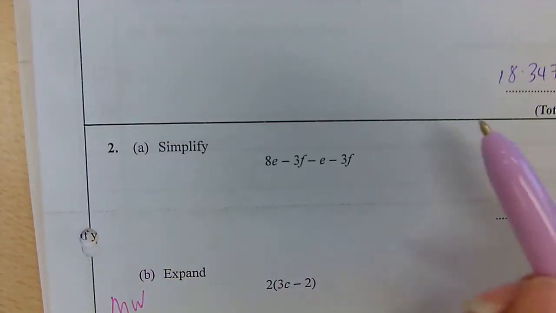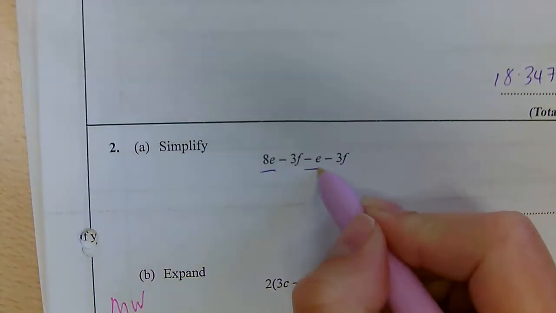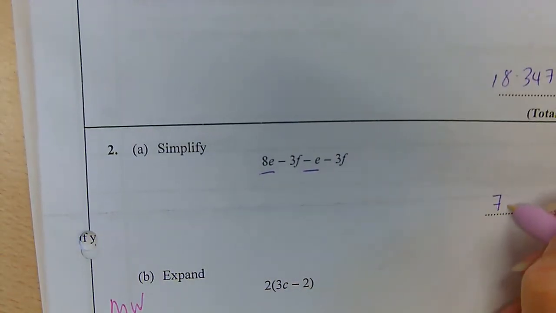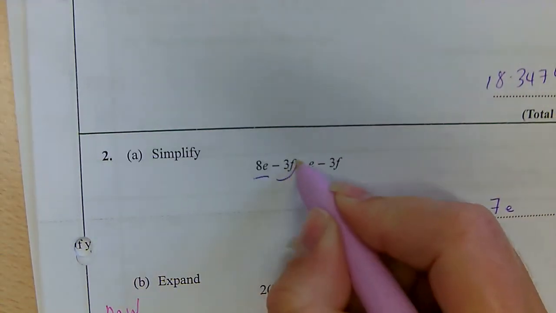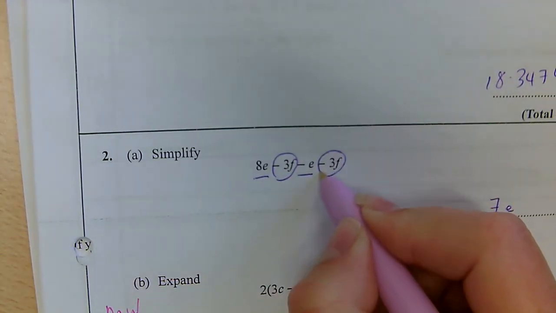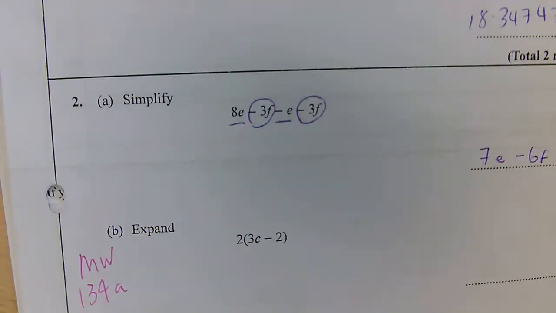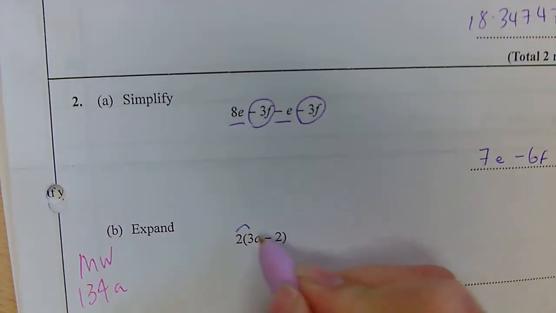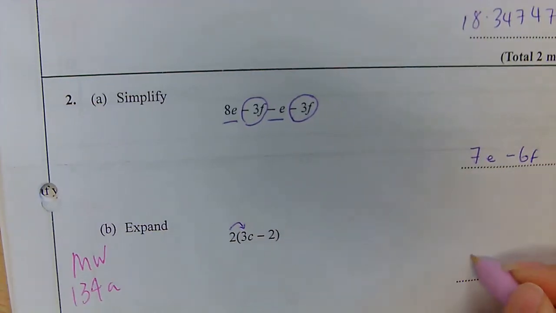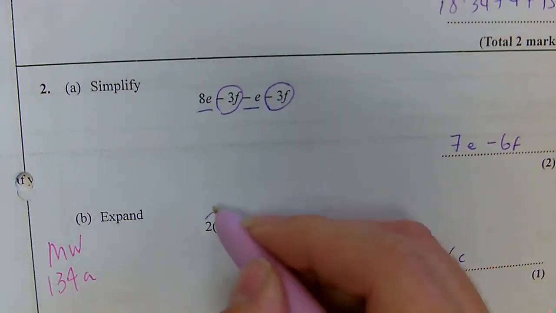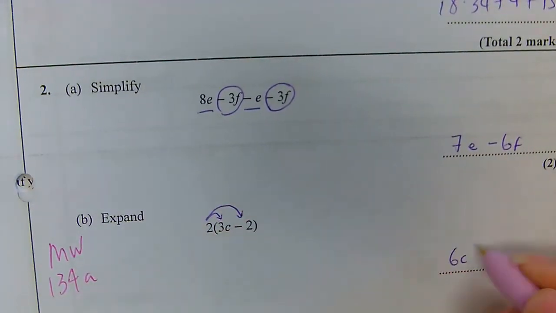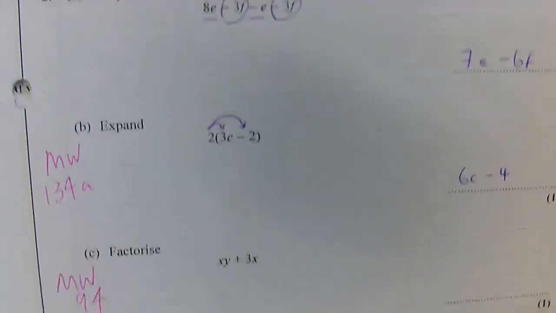Right, simplify, collect like terms. So 8e take away e is going to give us 7e. And then we've got minus 3f, take away another 3f, is going to give me minus 6f. Expand, so 2 times 3c is going to give me 6c. And then 2 times negative 2 is going to give me negative 4.